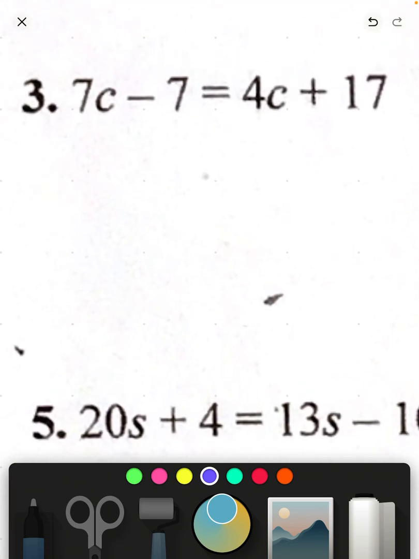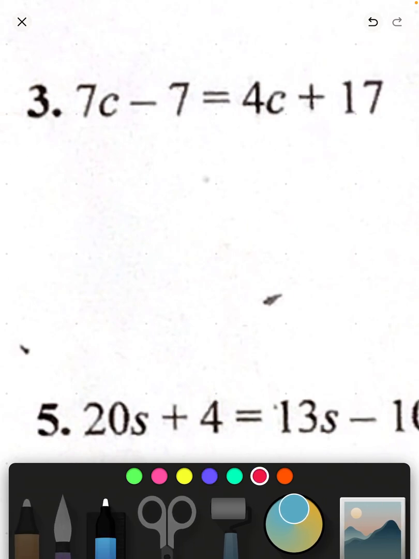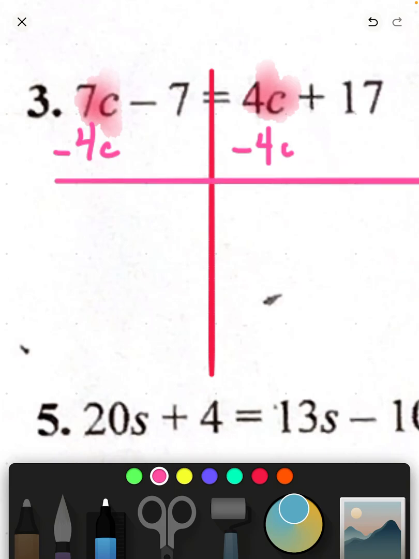All right, number 3, it says 7c minus 7 equals 4c plus 17. And again, line down your equal sign. Again, with our variables, you can do either one, right? You could either subtract 4c or subtract 7c. My first move would be to subtract 4c from both sides. Subtract 4c. And again, you can always subtract something with a c from something else with a c. So that's 3c minus 7 equals 17, right?